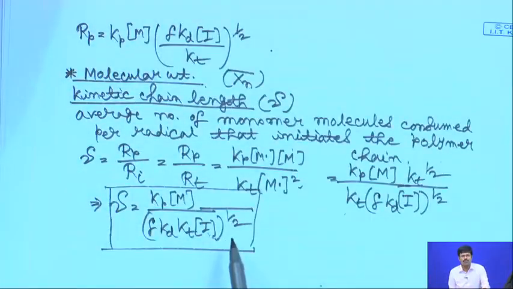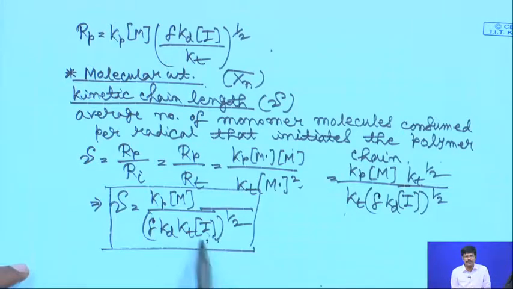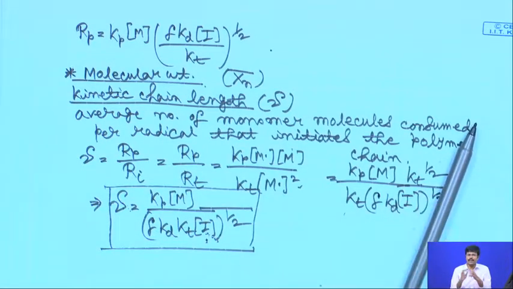But if you do so, then if you increase the initiator concentration, correspondingly your kinetic chain length will decrease. So, the molecular weight will decrease. So, the conclusion here is that if you are trying to increase the rate of polymerization by simply increasing the concentration of the initiator, your kinetic chain length will decrease, and if your kinetic chain length decreases, correspondingly your molecular weight will also decrease. So, in the process of increasing the rate of polymerization, you will actually compromise your molecular weight.